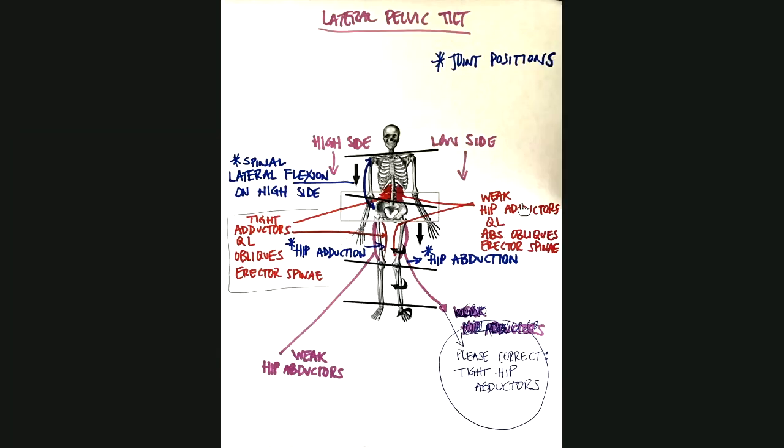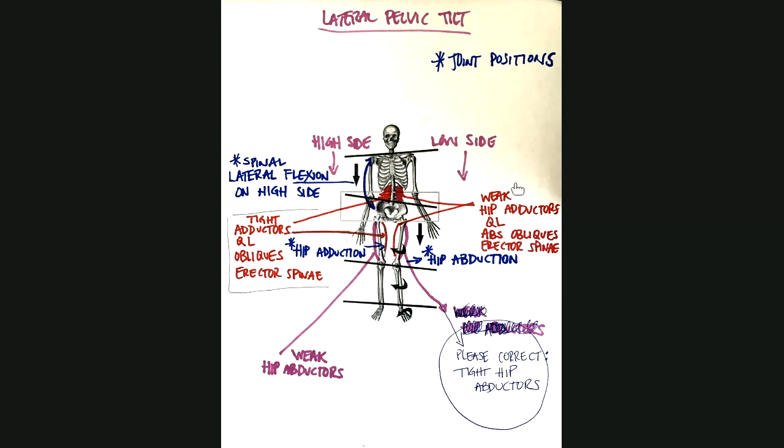So a lot going on here. But you have to look at it this way. You have to look at the high side, what's happening on the high side, and what's happening on the low side. So joint positions, there's going to be flexion of the spine, obviously, to try to get this as much as possible level with the other side.